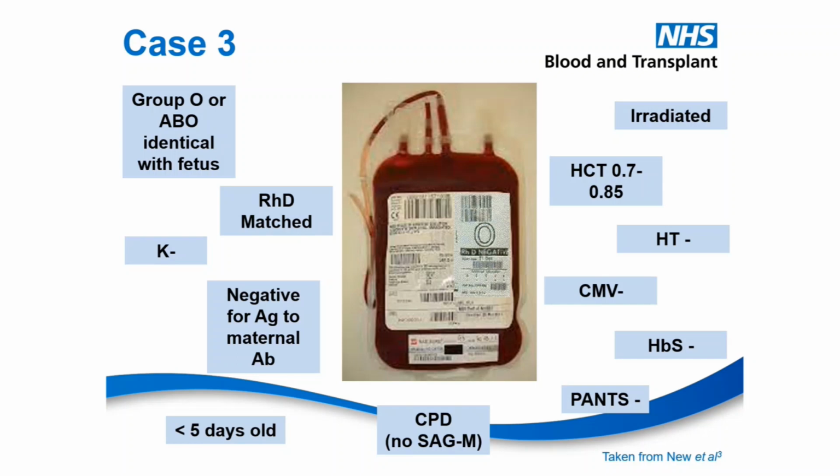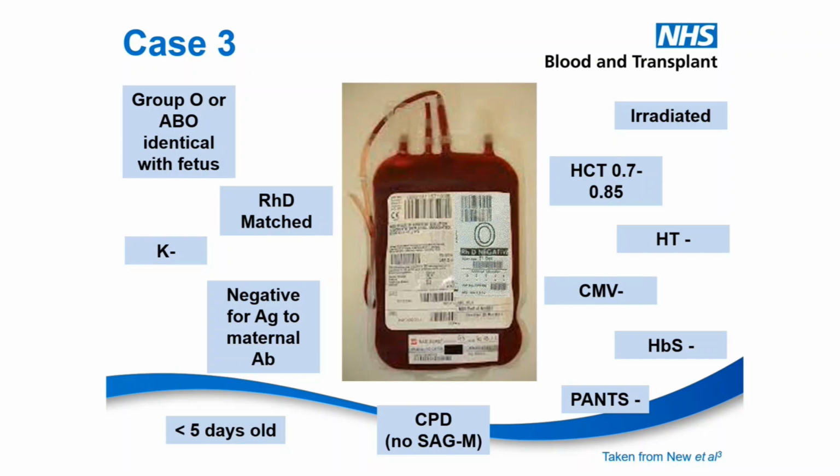I think all of these have come up now in the list. So negative for antigen to maternal antibody. We've got irradiated. That was a popular one in the chat. Hematocrit 0.7 to 0.85. HT to neg. CMV neg. HBS neg. Less than 5 days old. We've got CPD, so no SAGM.